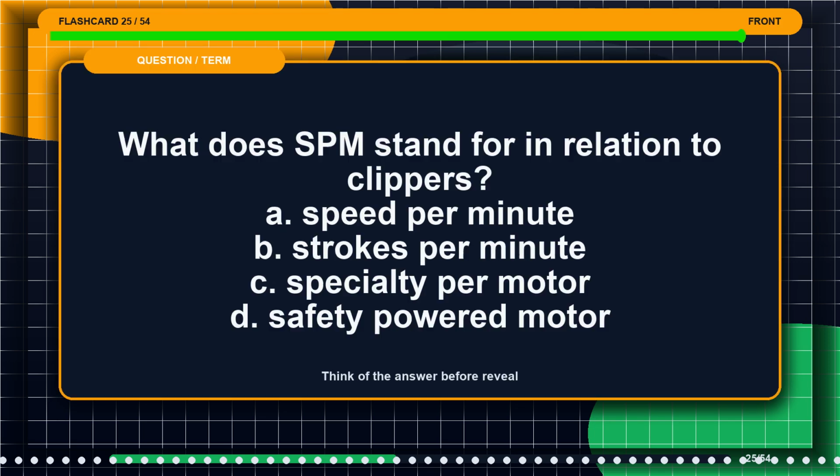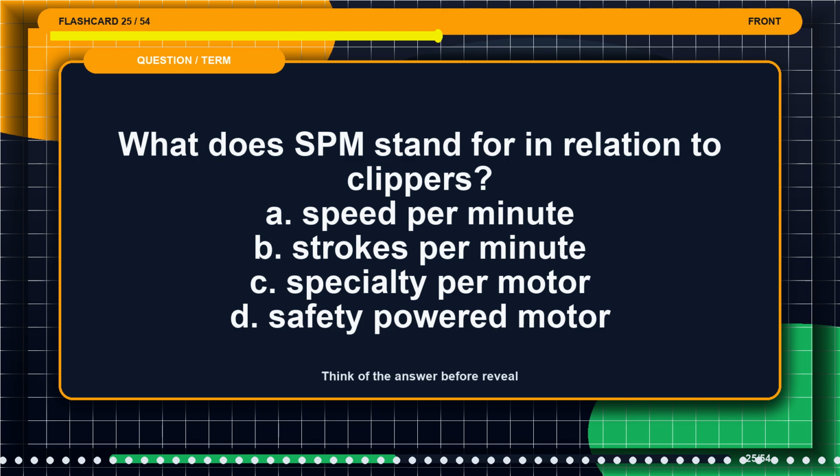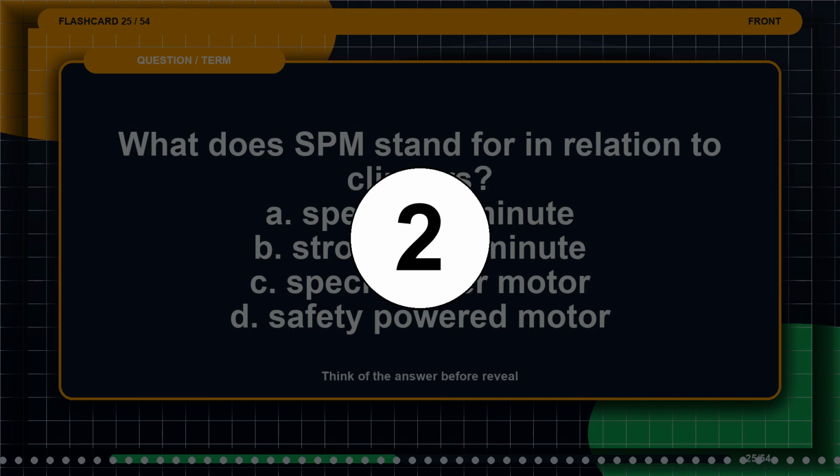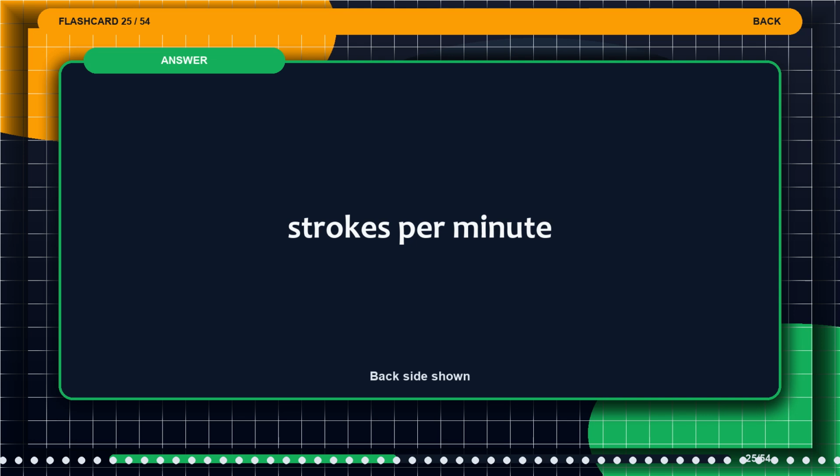Flashcard 25. What does SPM stand for in relation to clippers? A, speed per minute; B, strokes per minute; C, specialty per motor; D, safety powered motor. Pause and think of the answer before the reveal. The answer is strokes per minute.